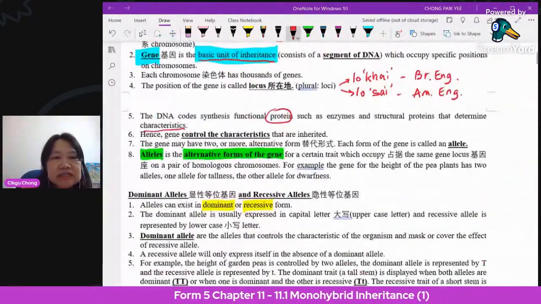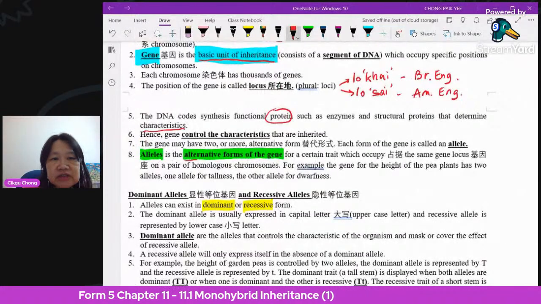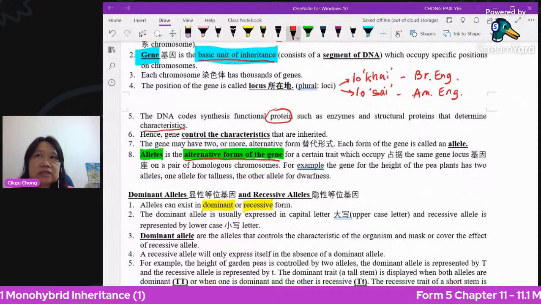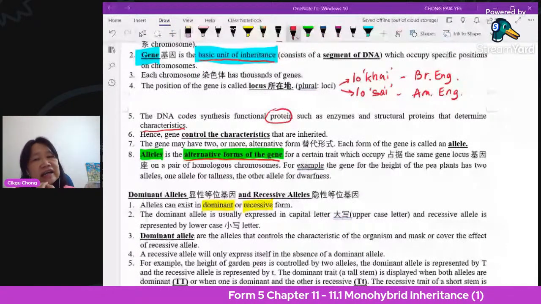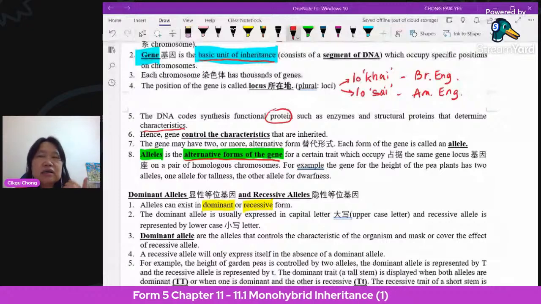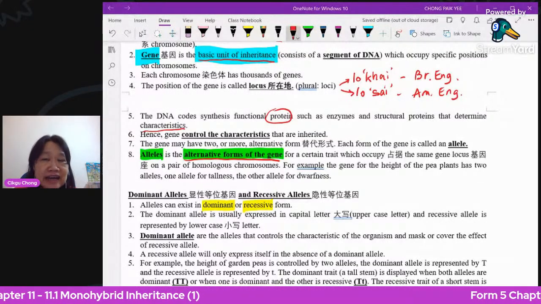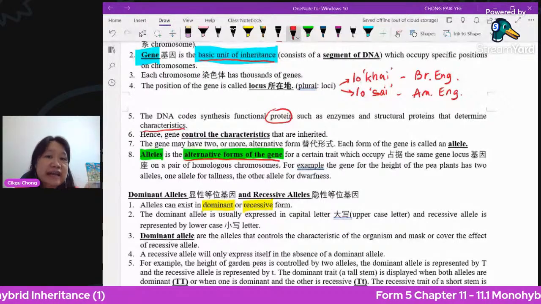So allele is the alternative form of the gene. Alternative means variation. For example, if I say the person has got a gene for eye color, what kind of eye color? Is it blue eye color or green eye color? They are called the alleles.